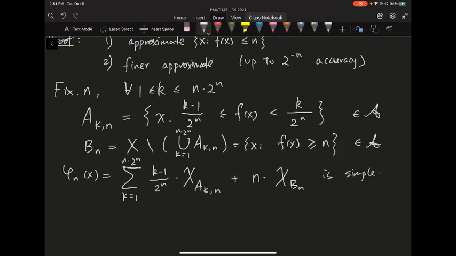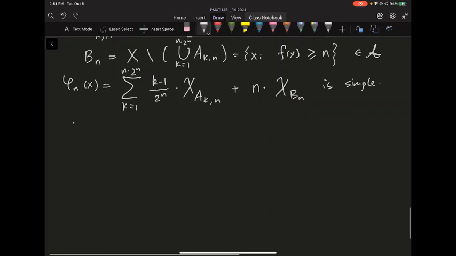All right, so I want to claim that this collection of simple functions works. To show that, let's prove the first thing. I want to show that phi n of x is actually increasing and bounded above by f of x. So for every x, you can probably already observe that phi n of x is less than or equal to f of x. That's trivial, because on each of these A_{k,n}, we're picking the minimal value. So we're really picking something smaller than f of x.